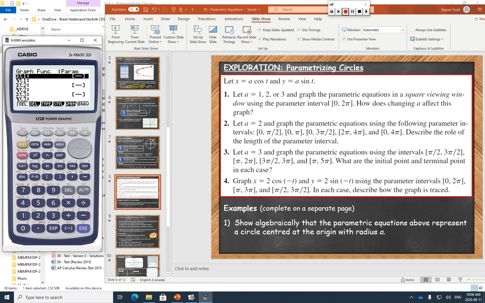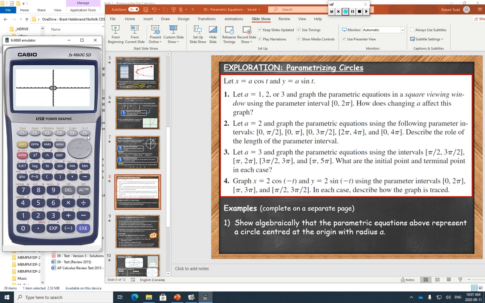And they want me to put in a cos t, a sine t, but let a equal 1, 2, or 3. So for the first one we're going to put in 1 cos t. And the second one we're going to put in 1 sine t. I could have put in 2s or 3s, and I will in a second. And then it says, in a square viewing window, using the parameters 0 to 2 pi. I don't know what all that means, but I'll get to it in just a second.